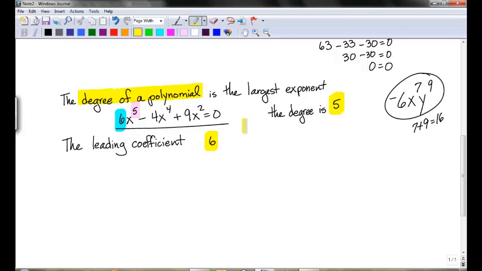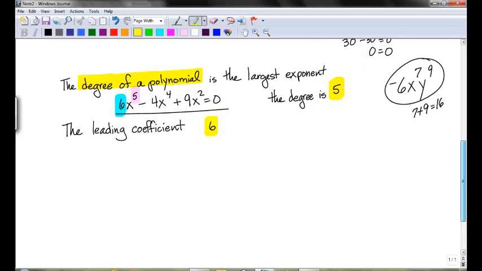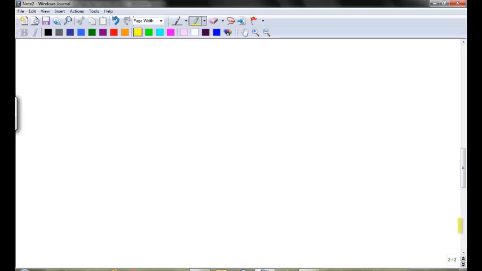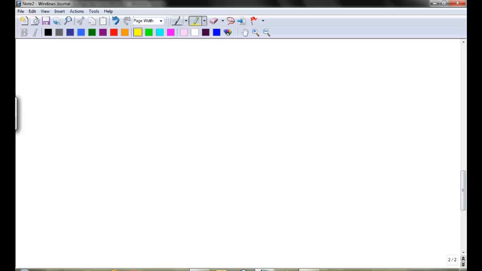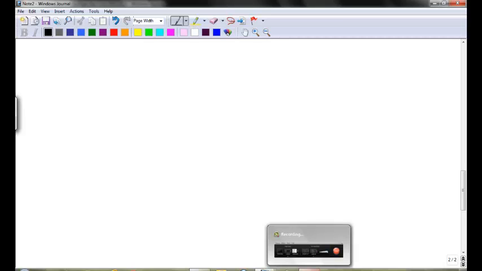Okay. I want to go back through, and this is going to take probably a half page or more. So if you need to turn your page, start down towards the bottom of your page.